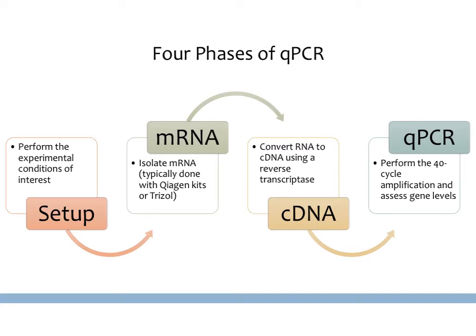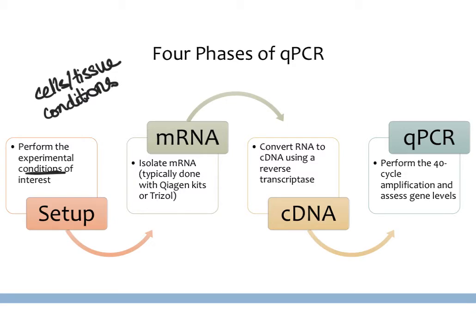So normally when you are contemplating doing a qPCR, you will have 4 major phases to your experiment. The first one will be to set up your conditions of interest. So this will basically be get your cells or your tissue or whatever you're interested in, perform whatever conditions that you're interested in assessing, and then get ready for the next phase.